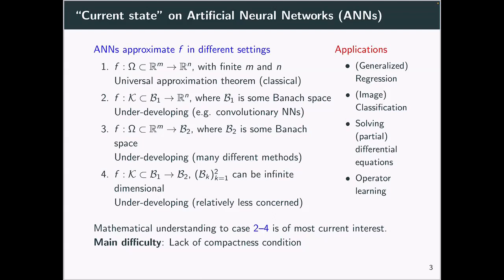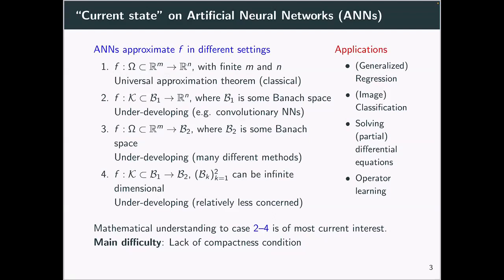Okay, so I consider a map F to be classified in four categories. In the first one, we can consider a map between finite dimensional spaces. This has been well understood in the literature for artificial neural networks. In particular, if the domain is bounded, we have the universal approximation theorem, which says that a continuous function F can be well approximated by artificial neural networks. An application is, for instance, standard regression in statistics.